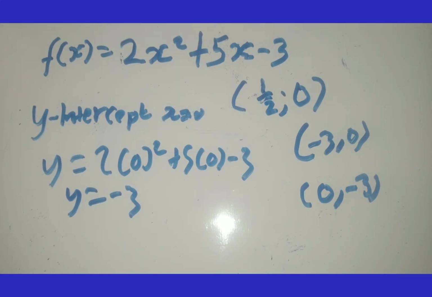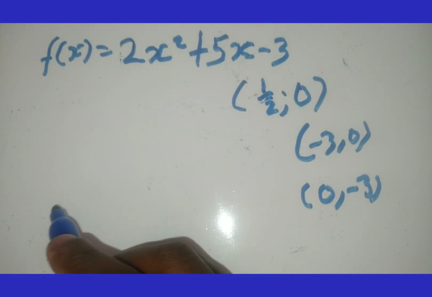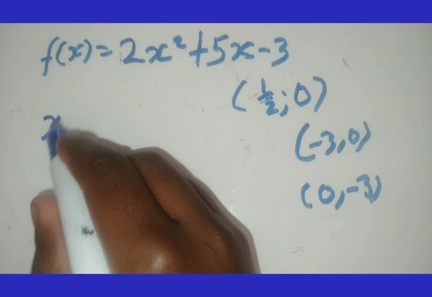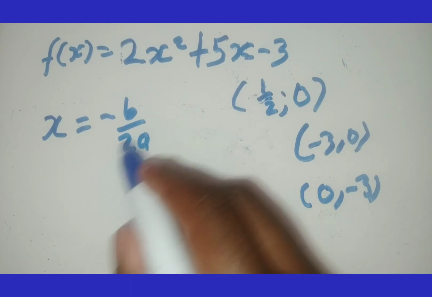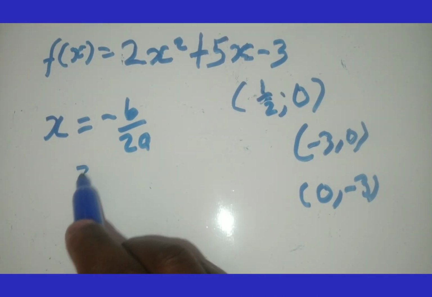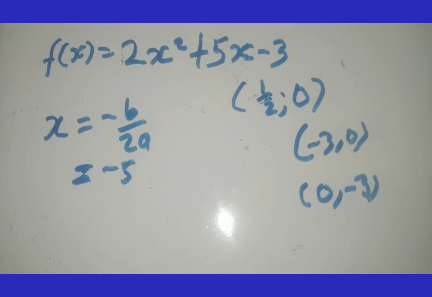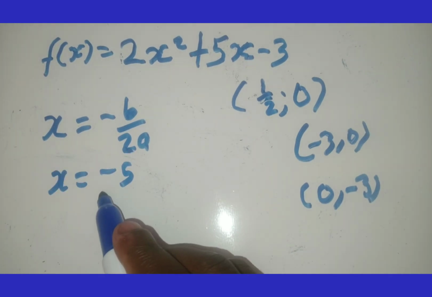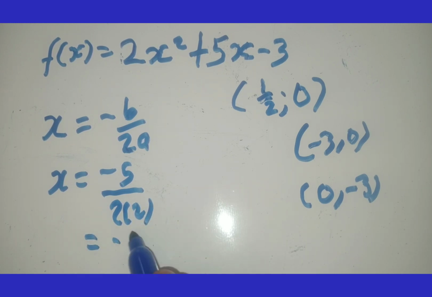Now let's find our turning point. In order for us to find the x value of the turning point, we use this formula: x is equal to minus b over 2a. Our b in this case is 5, so it's going to be minus 5 over 2a. Our a in this case is 2, so 2 into 2. So this is minus 5 over 4. So our x value is minus 5 over 4.